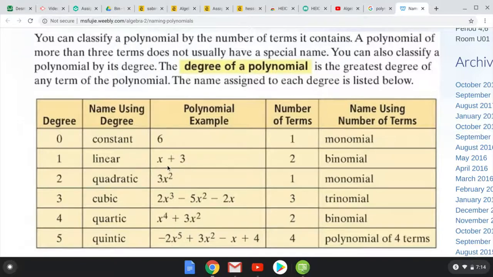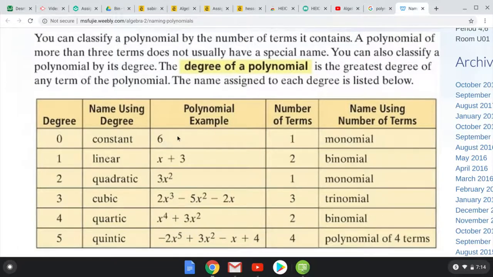So the highest power is called the degree of the polynomial. So it's the highest power in the whole polynomial. So like in this one down here, the 5 is the highest power that an x has in this polynomial. So we call this a 5th degree polynomial, or quintic. So that's what these names are talking about, what degree the polynomial is.